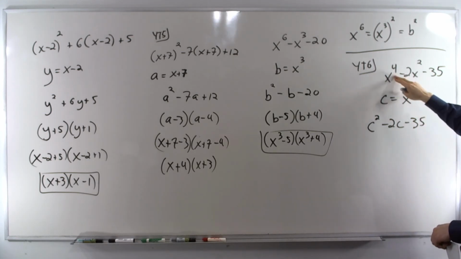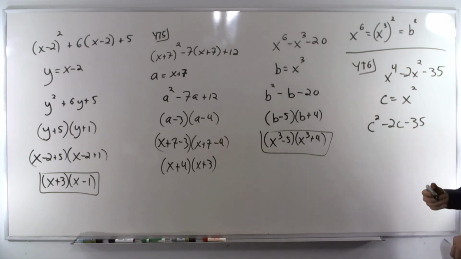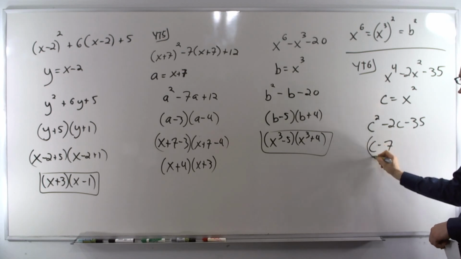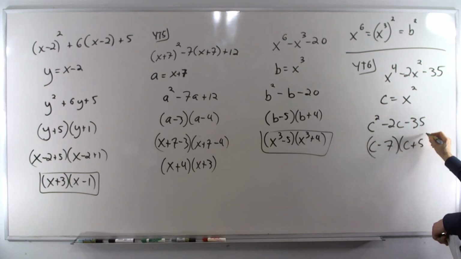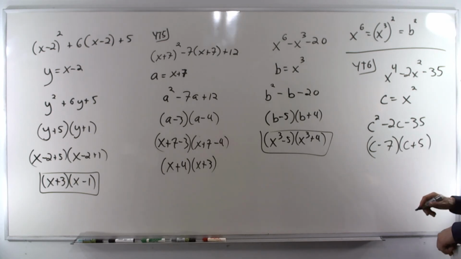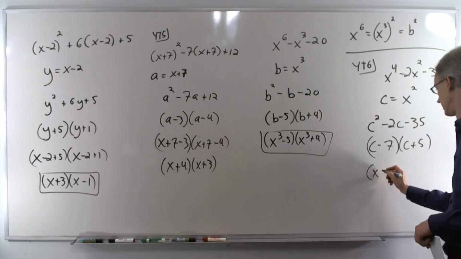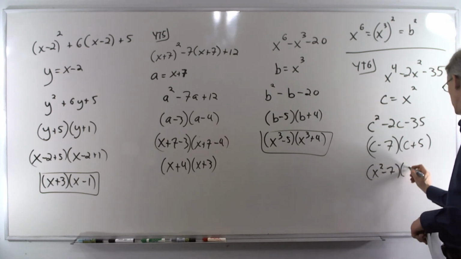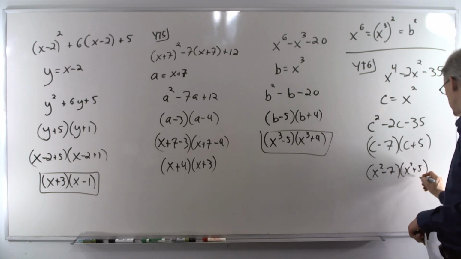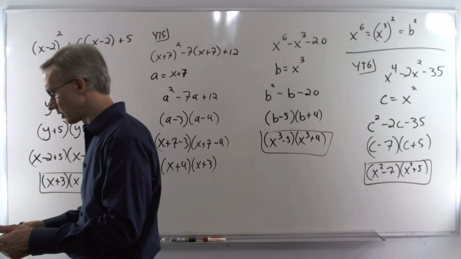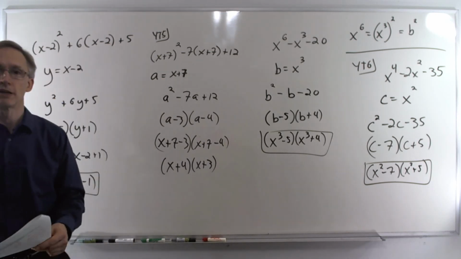Because x to the 4th can be written as x squared squared. So that's c squared. Now we'll factor this into c minus 7, c plus 5. That was our warm-up. Back substitute. X squared minus 7, x squared plus 5. So the substitution method, once you get used to it, makes problems like this much, much easier.